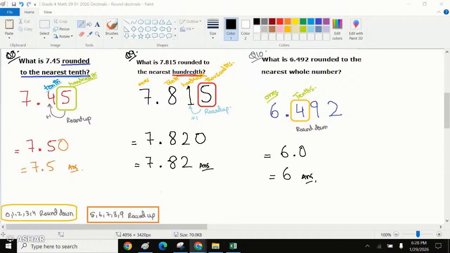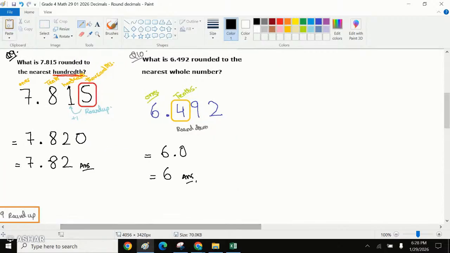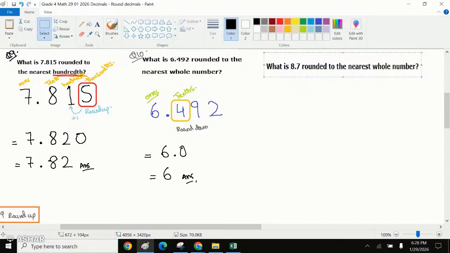Okay, for the next question, it says, keeping these questions in mind, let's try this. This is our question number 11.